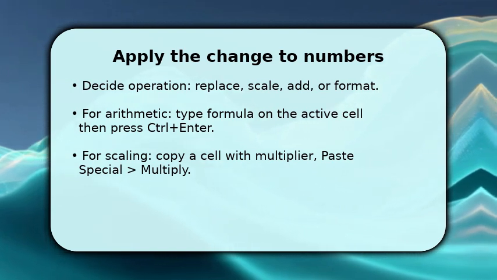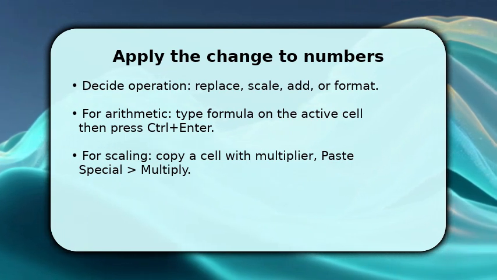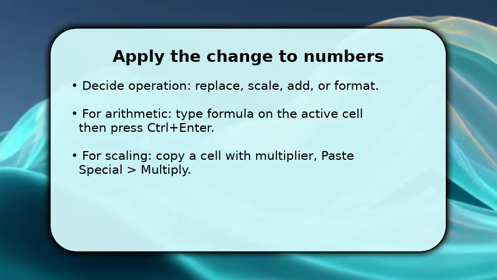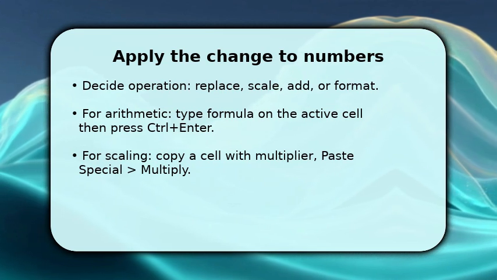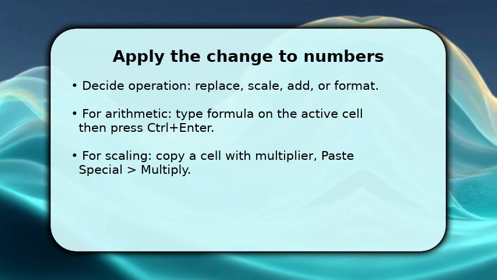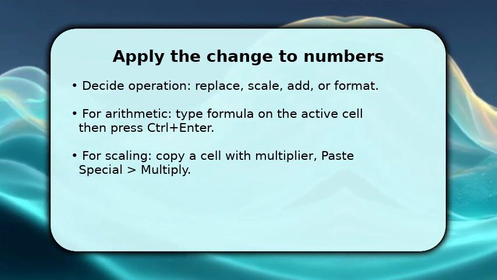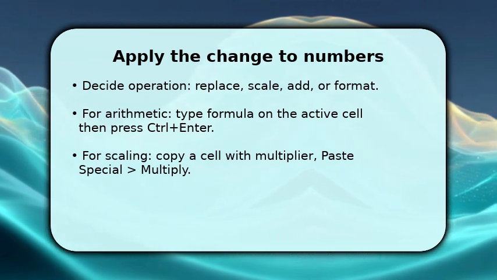For arithmetic changes across all selected cells, type the operation as a formula in the formula bar referencing the active cell and press Ctrl+Enter to apply it to every selected cell simultaneously. Alternatively, to scale values, enter the multiplier in one cell, copy it. Then with numbers still selected, choose Paste Special and Multiply.